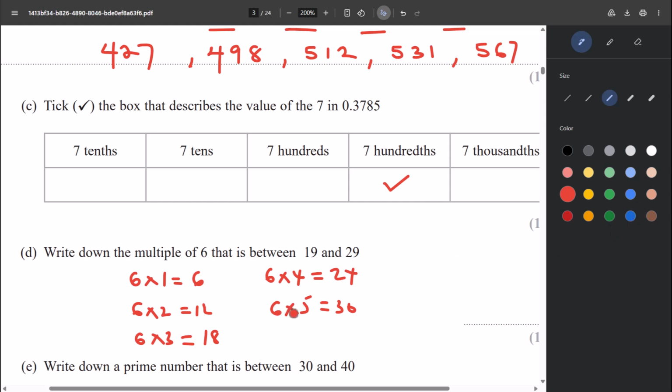Now, if you look at the numbers carefully, you could see something very striking. The number between 19 and 29 from this list will be 24. Yeah, I think that's definitely going to be 24. So that means the multiple of 6 between the two numbers 19 and 29 will be 24. And do we have any number again? I don't think so. I think this is the only multiple of 6 that is between 19 and 29.